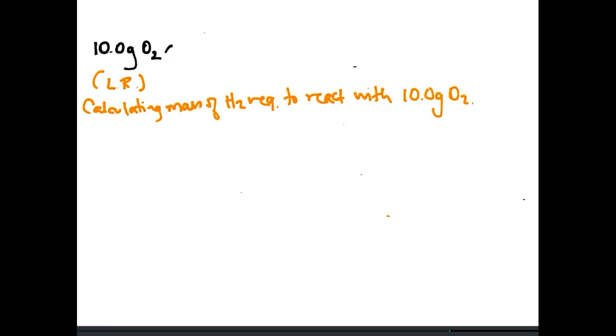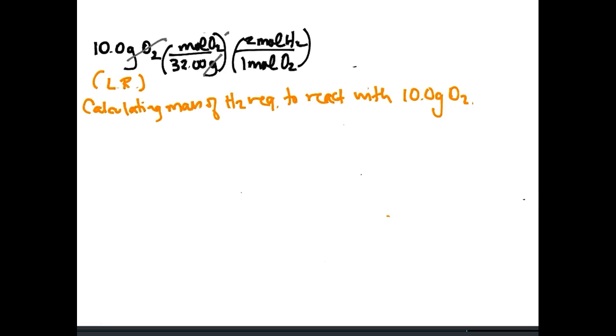10 grams of oxygen, that's my limiting reactant. If we calculate the mass of hydrogen required to exactly consume this oxygen, we're going to start with converting from grams of oxygen to moles, moles of oxygen to moles of hydrogen, and then moles of hydrogen to grams of hydrogen. This is the mass of hydrogen that will react as long as the reaction goes to completion, and then all of the oxygen will be gone because it is the limiting reactant, and then you'll have some extra hydrogen left over. So this question part B is asking, what is the mass of excess reactant left over?